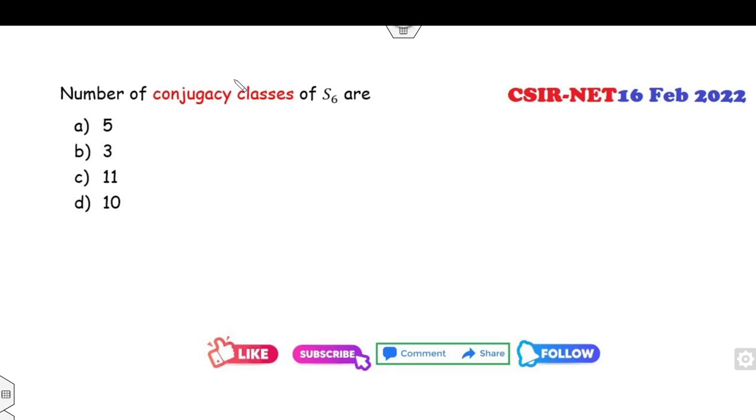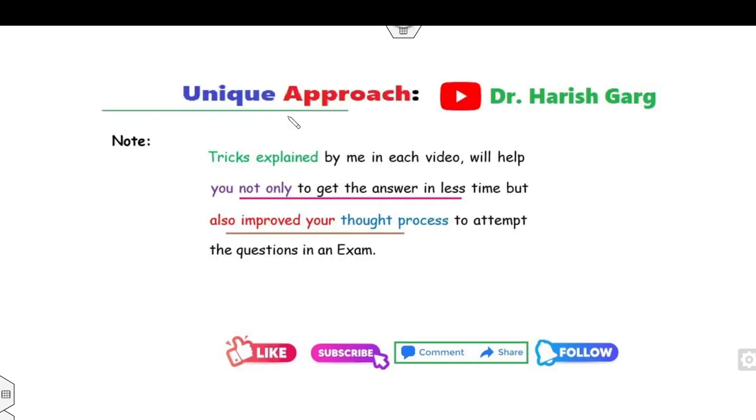Now, the second type: how you can find the conjugate classes. Very simple. First of all, look at the order of this, it's 6 factorial, 720, a very large number. Then it's very difficult. You can write it as a class equation. Fine.